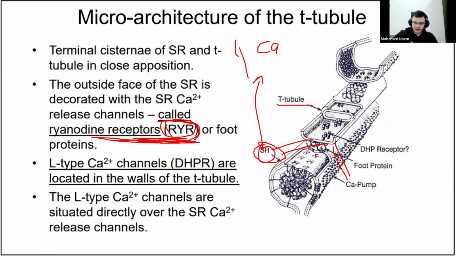So again, action potential runs inside the T-tubule. The DHP receptors are going to open. Calcium is going to get in. Some of that calcium is going to bind to the ryanodine receptor. After it binds to the ryanodine receptor, the calcium stored inside the SR is going to open. The calcium inside the SR is going to get pumped out to the cytoplasm of the cell and go bind to the myofilaments for the whole contraction to happen.